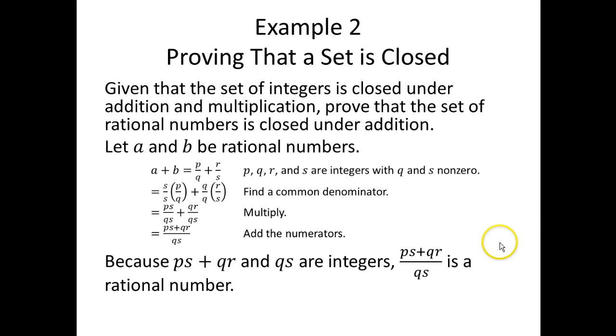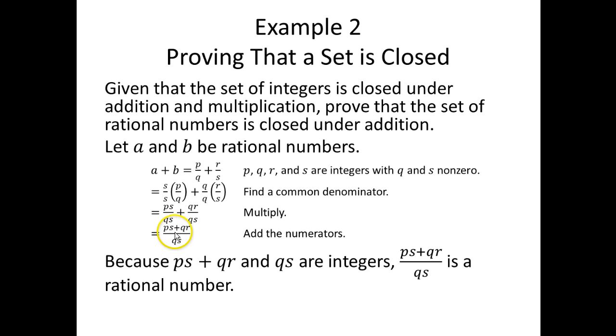The reason I do that is so that these two numbers will have a common denominator in qs, because once they have this common denominator, I can just add the numerators. So in the end, what I get is that these two rational numbers, when I add them together, I get this rational number here. Okay?